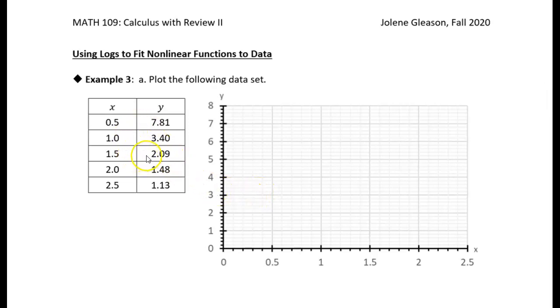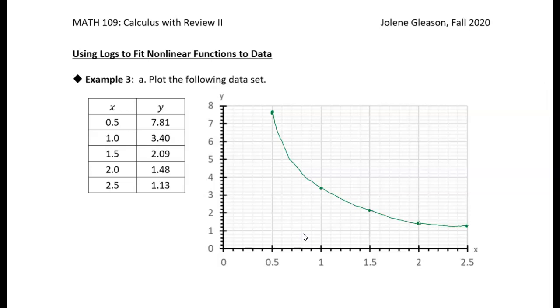So we're given some data here, okay? And the first thing I'm going to do is just plot it. All right, so there you go. I plotted the data. I just took each point and plotted it on my graph and then connected the dots. Now you can see it's nonlinear. Obviously, it's not a line. So that's obvious. But if we wanted to find a function, we want to try to find a nonlinear function that fits this data.